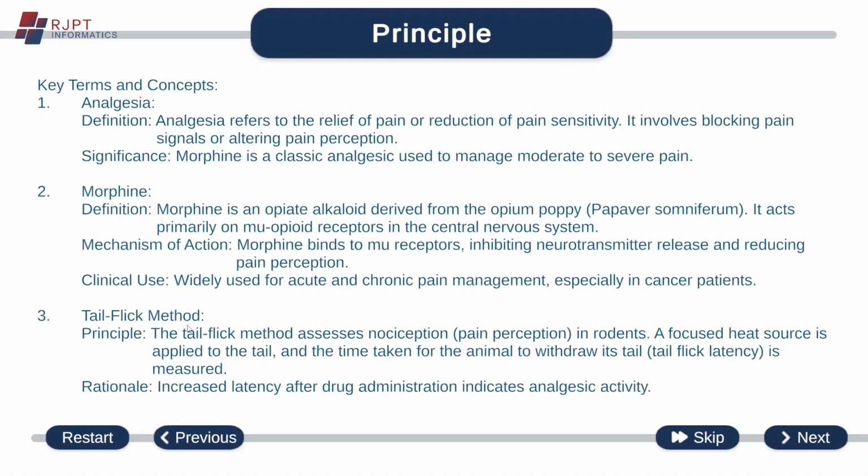Okay. Now, tail flick method. The principle of this method is that the tail flick method assesses nociception, or pain perception, in rodents. A focused heat source is applied to the tail, and the time taken for the animal to withdraw its tail, the tail flick latency, is measured. So this method is used to study pain perception in rodents. We call it nociception. In this method, we focus the heat source on the tail, and the time taken to withdraw the tail of the animal is measured. The withdrawal of the tail is also known as tail flick latency.